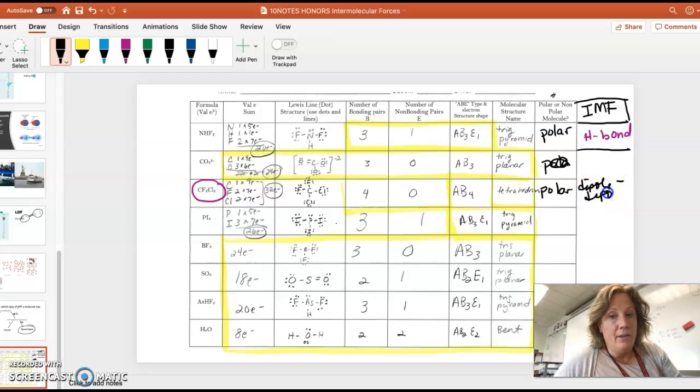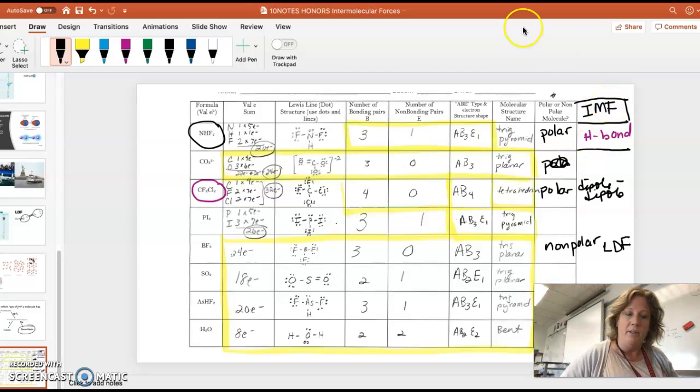So all molecules have LDFs. If you get to this one here, BF3, this is nonpolar because it's planar, and they're all the same going around, so they cancel. So the only IMF it'll have is LDF. Whereas this up here, this NHF2, it's going to have H bonds, but it also has LDFs because it has electrons that temporarily form dipoles. I hope that helps.